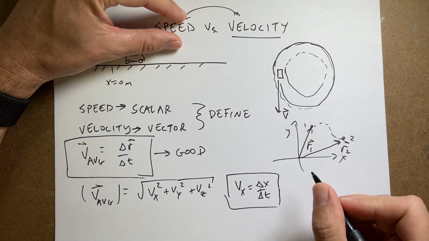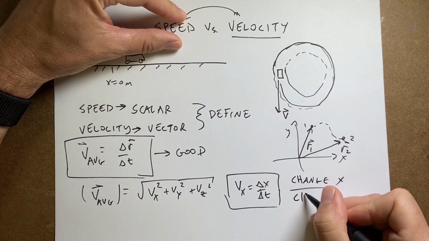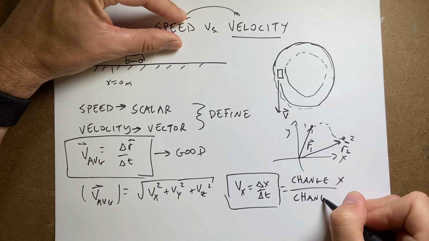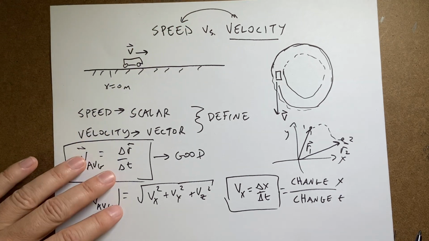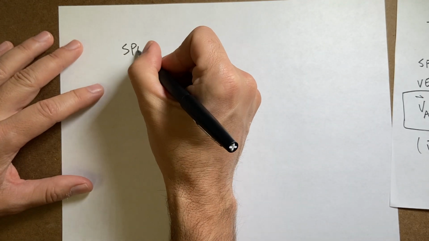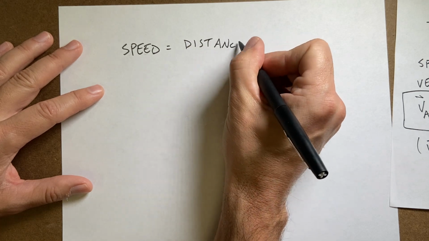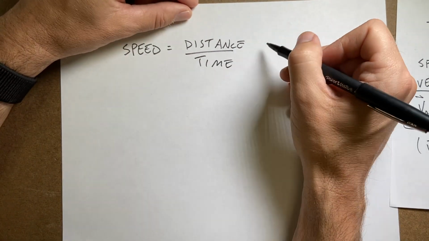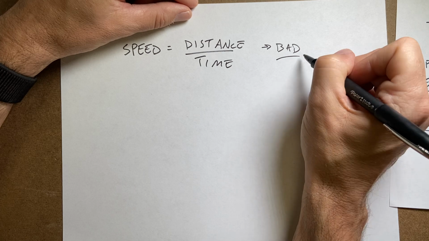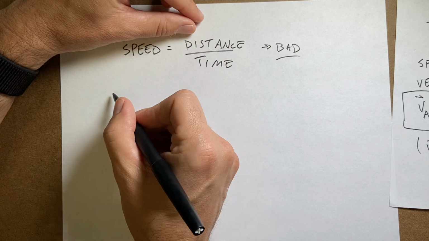This is the change in position over the change in time. And that's good. A lot of times people will define speed as this: distance over time. This is bad. Okay, it really is bad. I mean, in a lot of cases it gives you the same thing. So let's look at the following case.